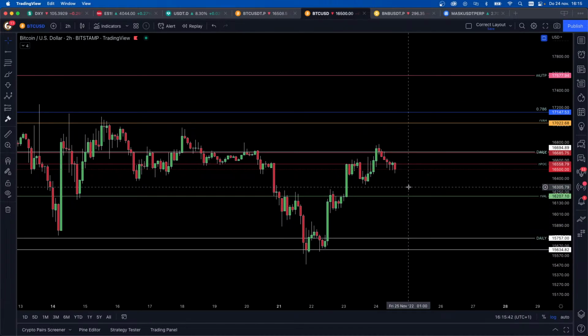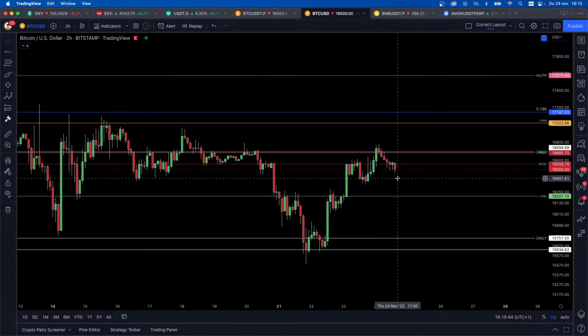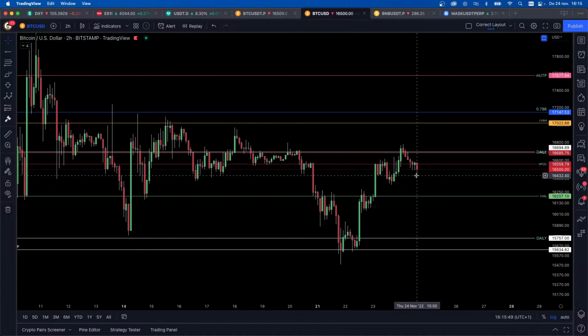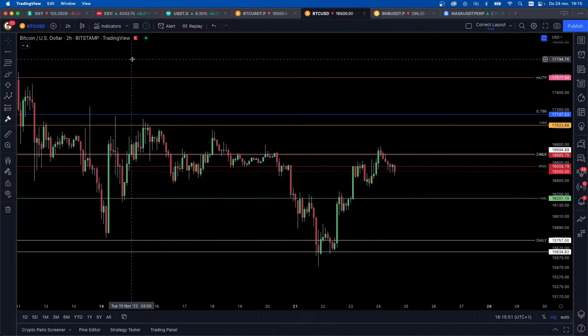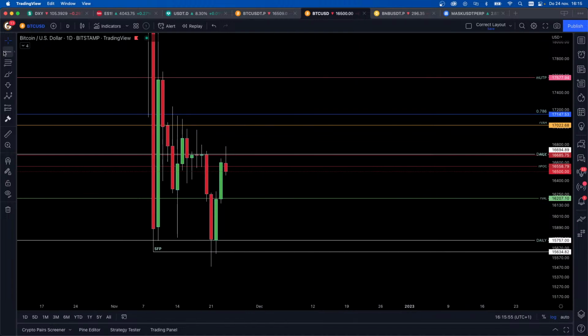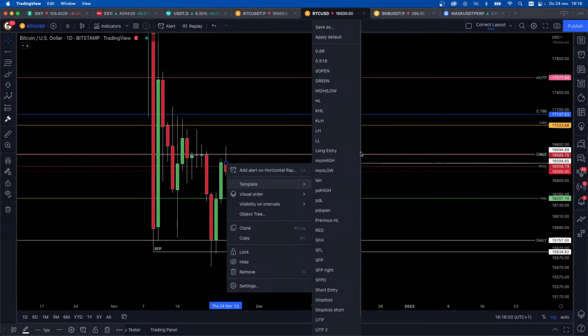So currently I can see a rejection from that daily level. I can see a rejection from that range point of control. I can see a rejection from that NPOC, and I can see a rejection from our daily open. I always add the daily open. You want to add the daily open.